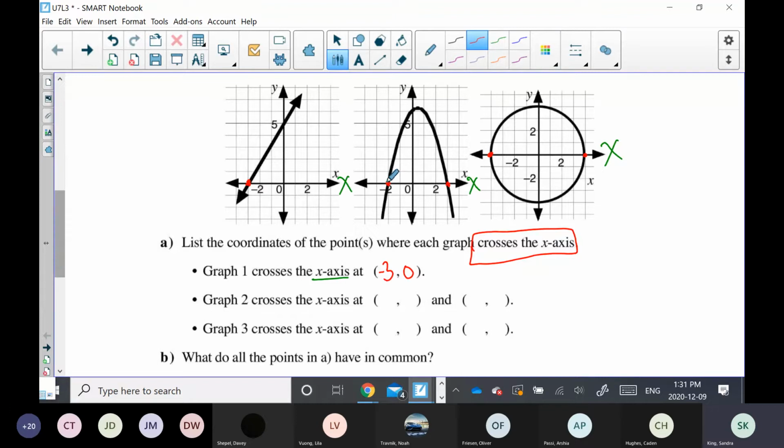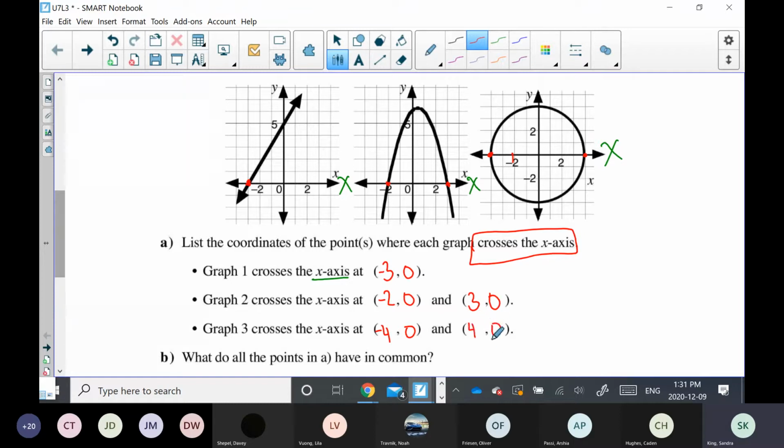This ordered pair would be -2, 0. And this ordered pair, some students say it's 2, 0. It's not. This one is at 3, 0. For this graph here, this is -2, so that's -4, 0. And this graph, the x-intercept, the ordered pair, is at 4, 0.